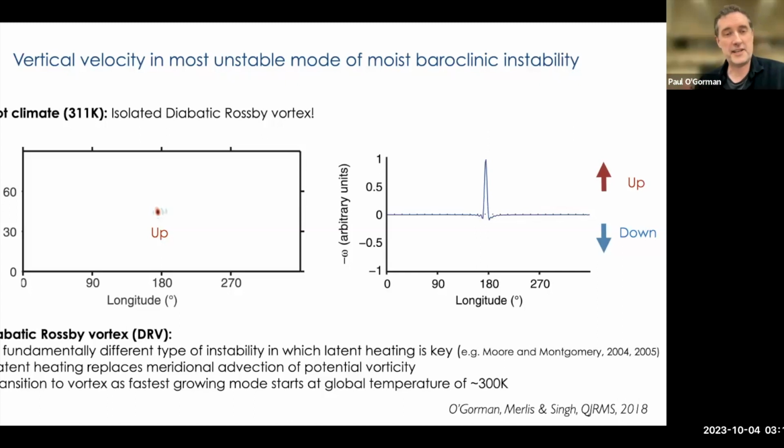So I should say we're seeing this becoming the fastest growing mode. It doesn't mean it has to completely dominate the solution. That's not what we see when we run the idealized GCM in warm climates, but it does mean that we should expect it to be a more important feature of the extratropical weather systems.